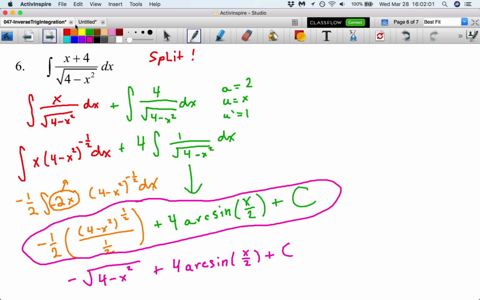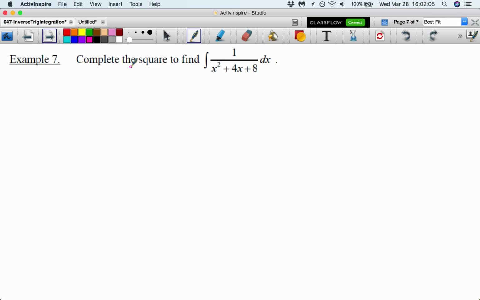Okay, now for a new technique, quote-unquote new. Complete the square to find this. So the first thing I want to say is that this is the only time, well, maybe on my test, you won't normally be told to complete the square. Sometimes you'll have to figure out that you need to.